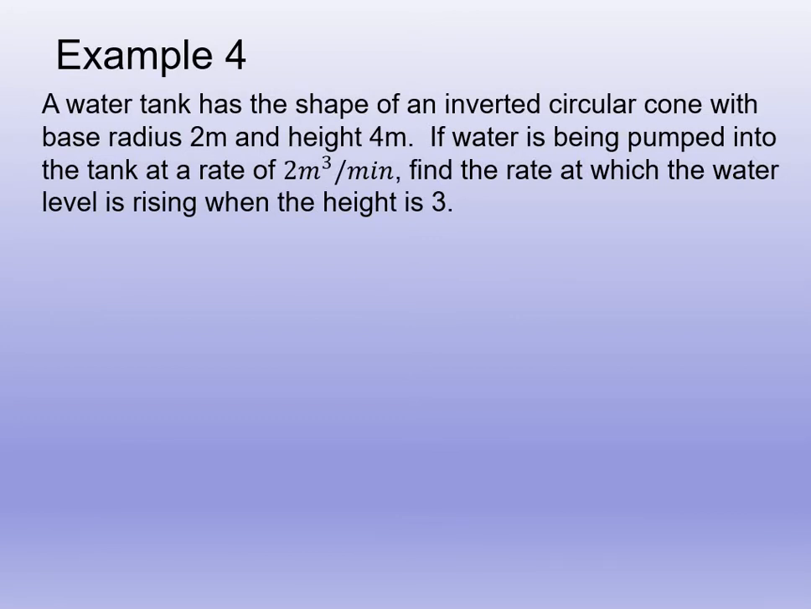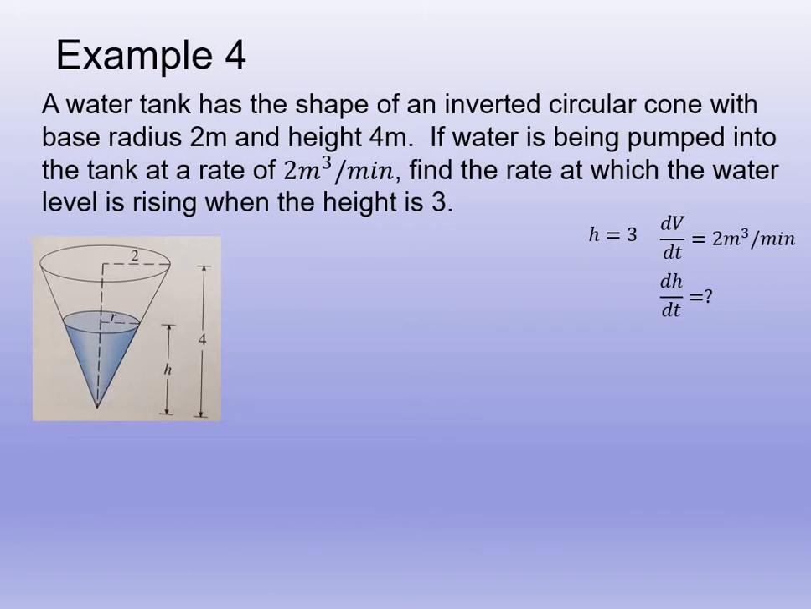So water level is height. I need to be looking for dh/dt when height is 3. There are a lot of factors that play into what's going on here. We know dV/dt is 2 meters cubed per minute. We know the height is 3, and we have to find dh/dt. Now, we don't have dr/dt, so we're going to have to find something that relates h and r to simplify this problem down.